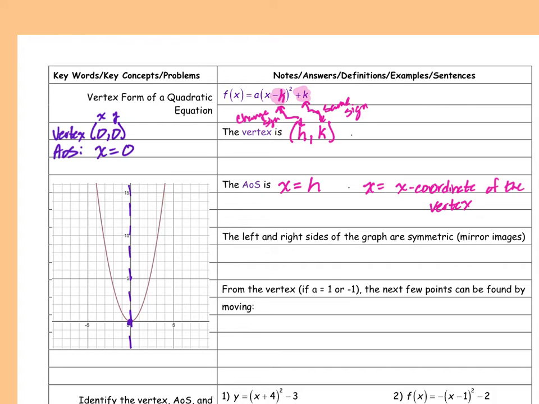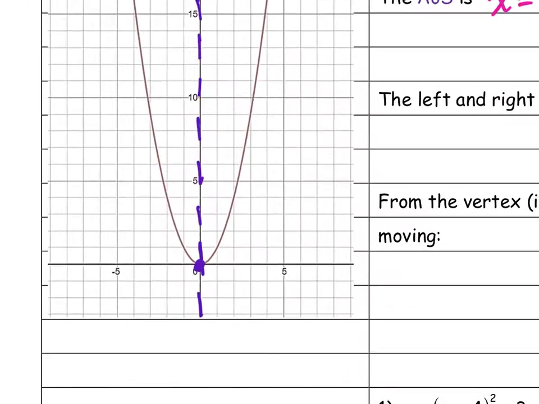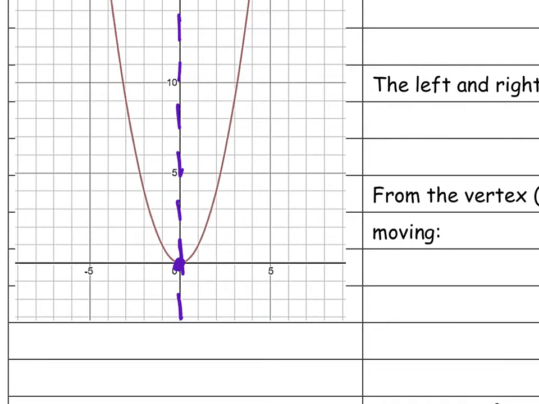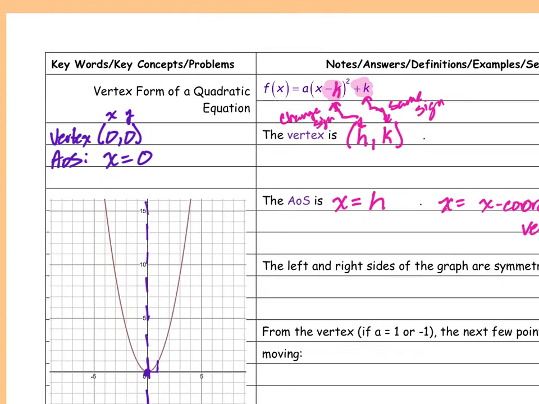It's so easy to find. I'm going to zoom in on the graph so you can see what I'm doing. I start at my vertex and I go over 1 and see how far up I go. If I go over 1 square, how far up do I go till I hit the graph? If I go up 1, A is 1. If I go up 2, A is 2. If I go up a half, A is a half. Does that make sense? However far it takes me to go up to the graph is what A is. Well, it took me 1 unit. So in this case, A is 1.